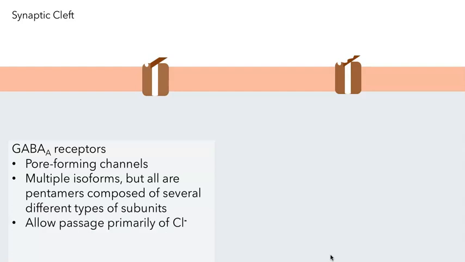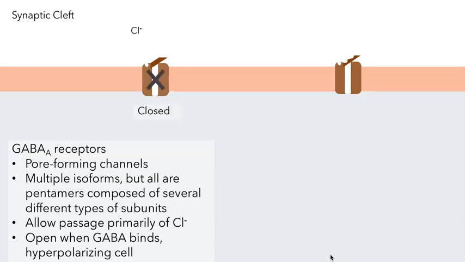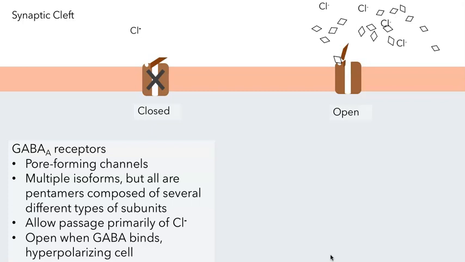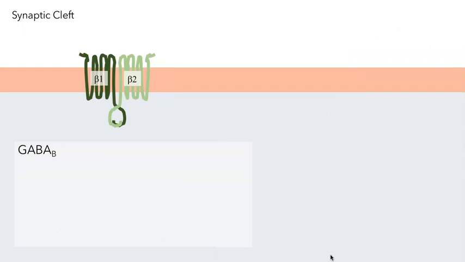What they have in common is that they all allow passage primarily of chloride ions. Let's look at this. In the absence of GABA, the channel is closed, chloride can't enter the cell. But if we add GABA, then the channel can flip open, and now chloride can enter the cell, making it more negative. The GABA-B class of receptors are the metabotropic receptors.